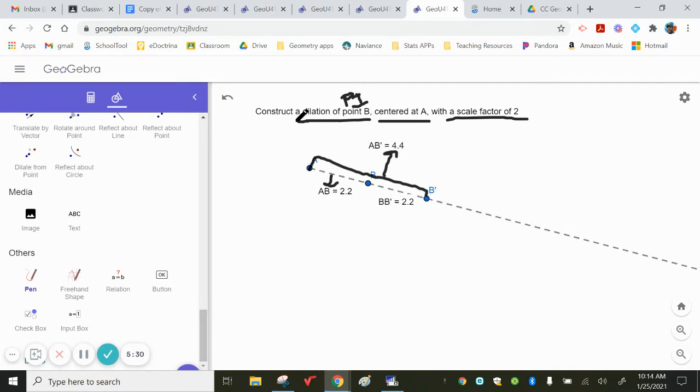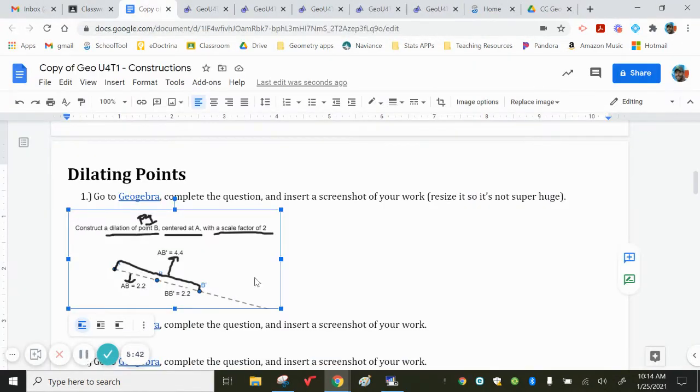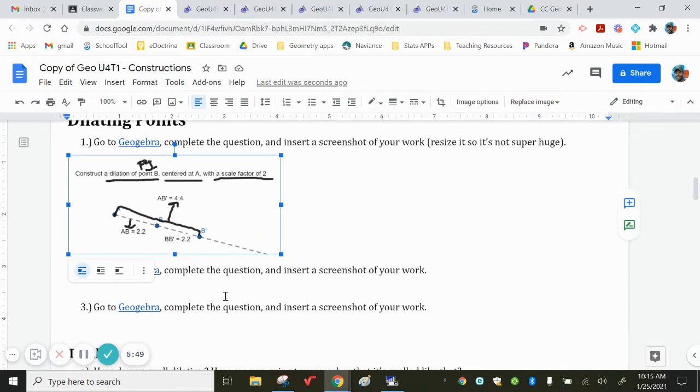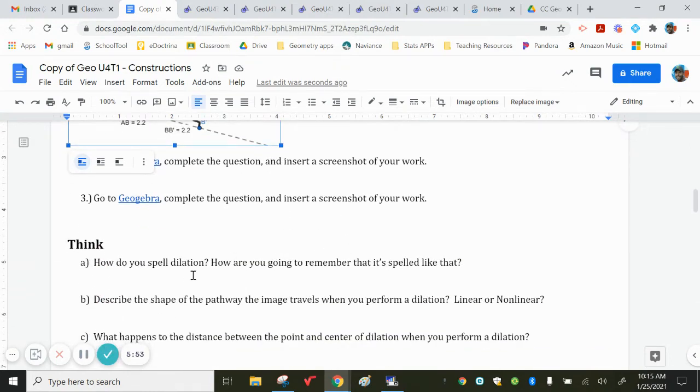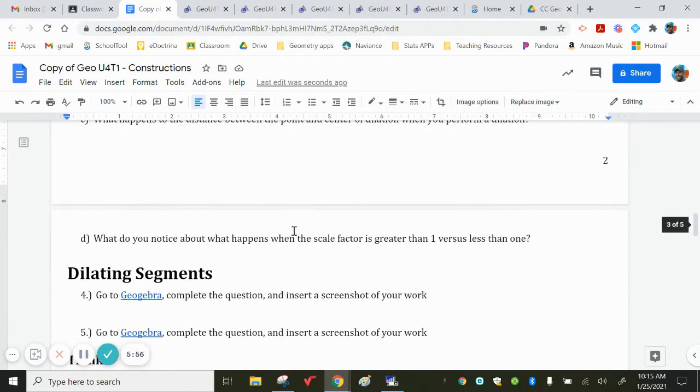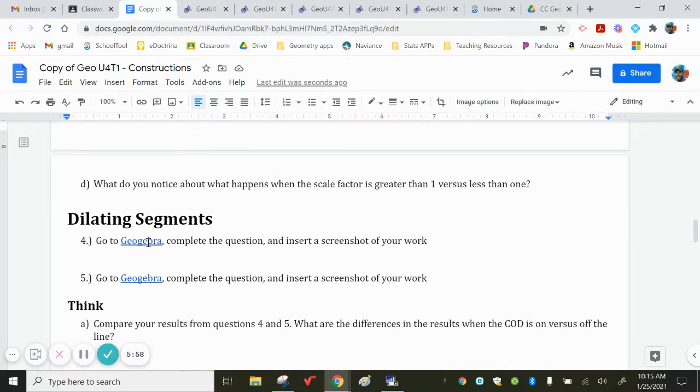Okay. So once you have this picture, grab a screenshot of this and upload it into the document that we started with the notes. I'm going to pause and I'll pick it up right after that. Okay, so here's my screenshot added to my document. And now what you can do is try these next two examples of dilating points and complete the think questions that are right here. When you're done with that, let's go down here to the dilating segments and then go ahead and click on this link right here.